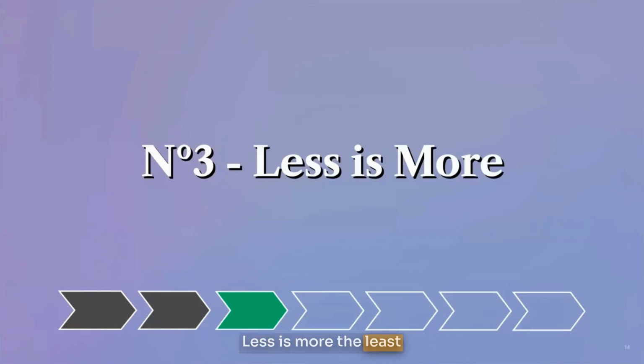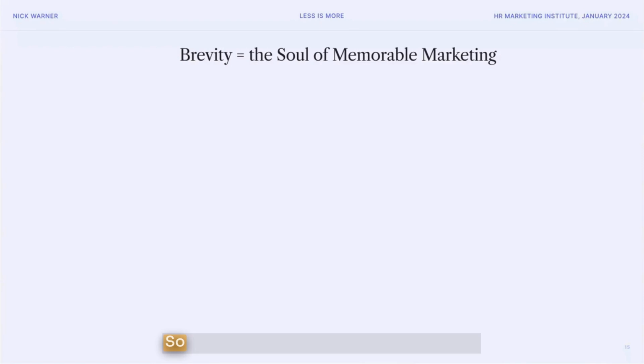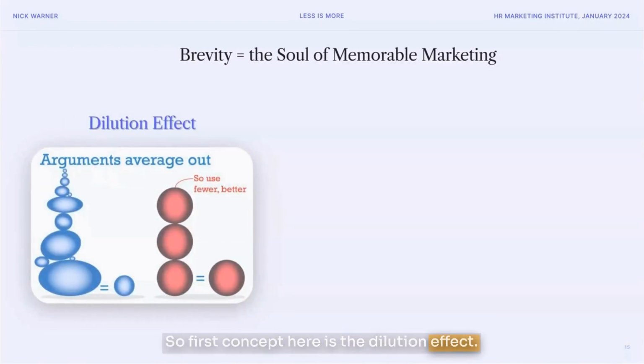Less is more, the least intuitive one, in my opinion. So first concept here is the dilution effect. It's basically how we process and analyze arguments. We don't take the best ones. We just average them. It's easier. So use fewer arguments, better.